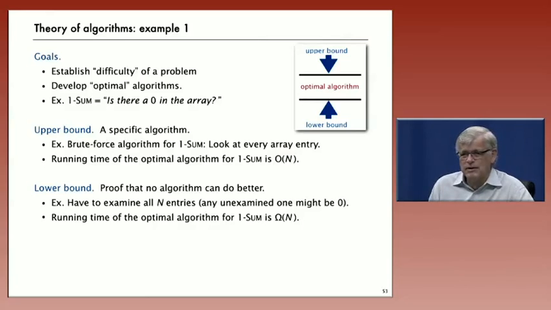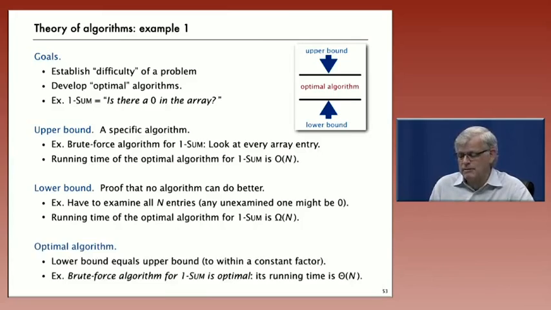Well, for one-sum, you have to examine all entries in the array. If you miss one, then that one might be zero. So that means that the optimal algorithm has to have a running time at least some constant times n, or we say the running time is omega of n. Now in this case, the upper bound and the lower bound match, to within a constant factor. So that's a proof that the brute force algorithm for one-sum is optimal. Its running time is theta of n. It's both omega of n and O of n.